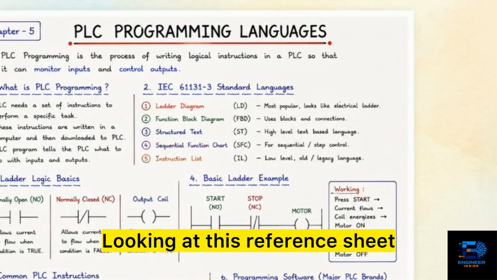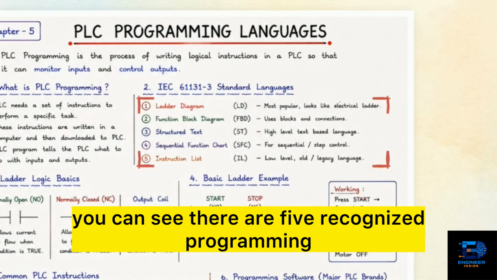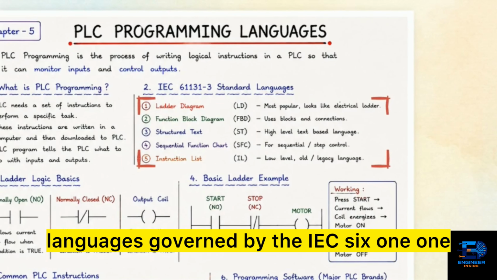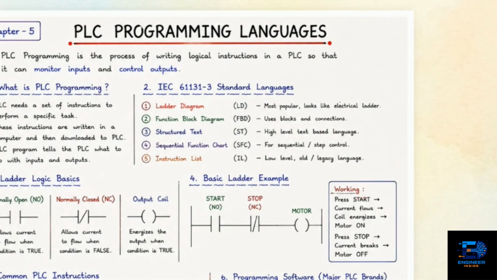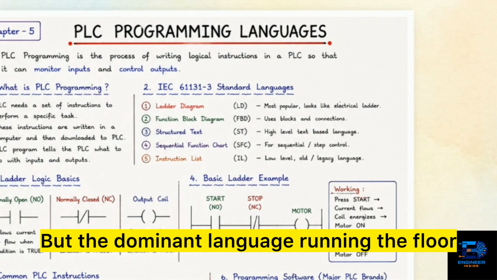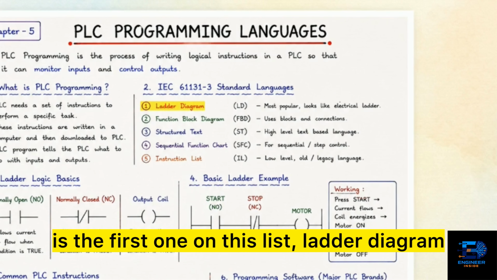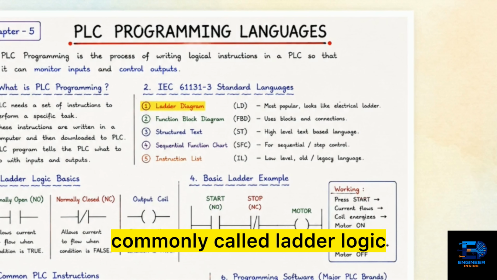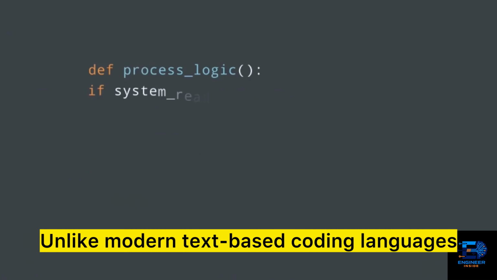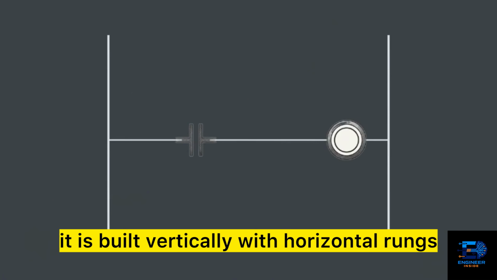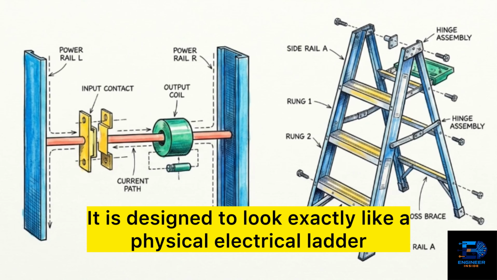Looking at this reference sheet, you can see there are 5 recognized programming languages, governed by the IEC 61131-3 standard. But the dominant language running the floor is the first one on this list, ladder diagram, commonly called ladder logic. Unlike modern text-based coding languages, it is built vertically with horizontal rungs. It is designed to look exactly like a physical electrical ladder.